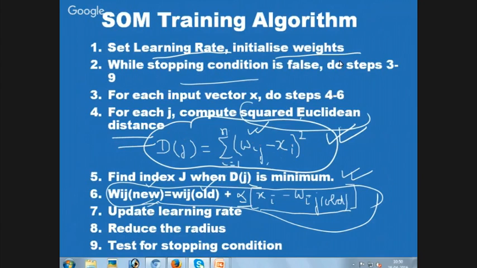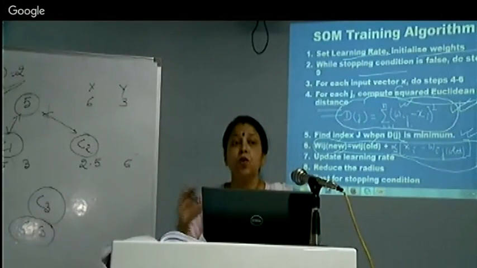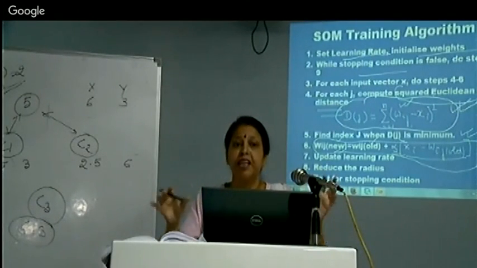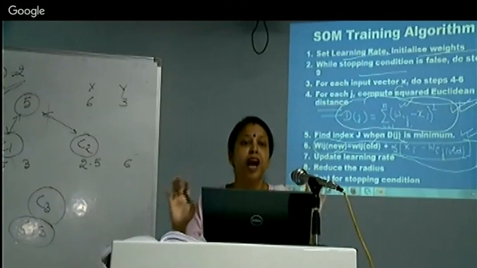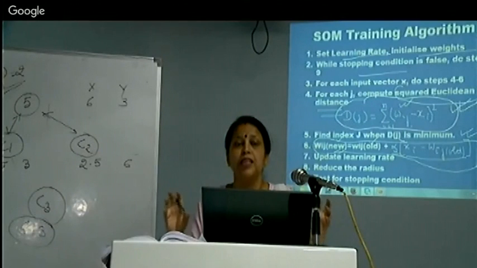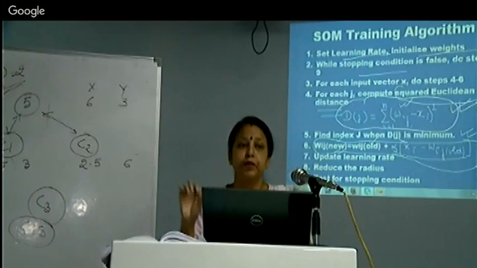And you can see for this clustering no desired output is needed. You are just doing unsupervised learning, no teacher, no desired output. You are just calculating and putting them into the clusters, right?